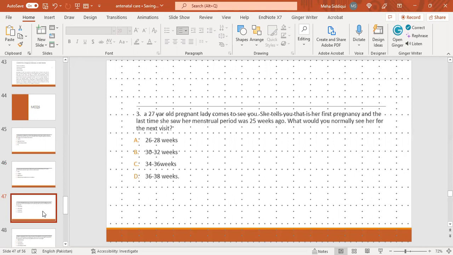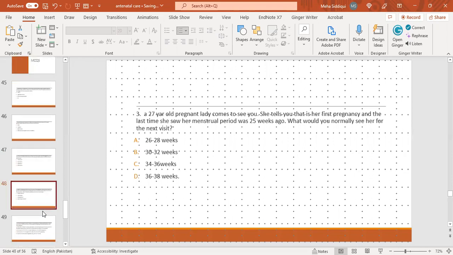B. 30 to 32 weeks. Yes, B is the right option, 30 to 32 weeks, according to 2016 WHO ANC.